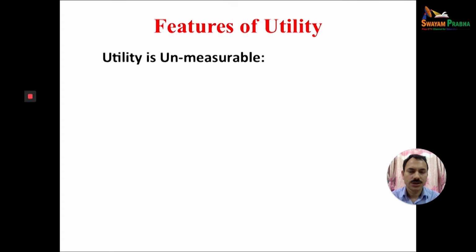Next, utility is unmeasurable. Although Marshall says that we can measure it in terms of numbers, 1, 2, 3, 4, cardinal measurement is possible. It means when you drink a glass of water, purchase something, consume something, or use something, it gives you satisfaction which can be expressed in terms of numbers. After drinking a glass of water, you may feel that yes, I have satisfaction equal to 10.